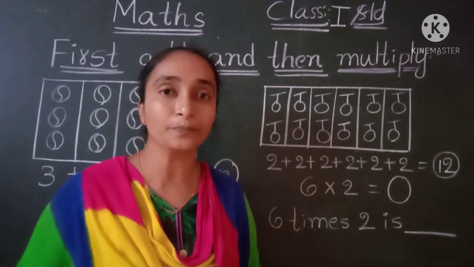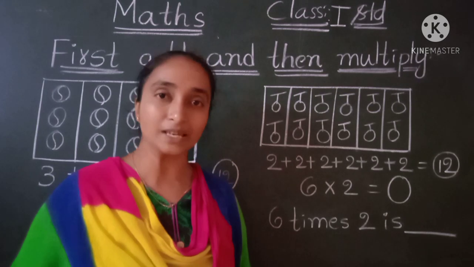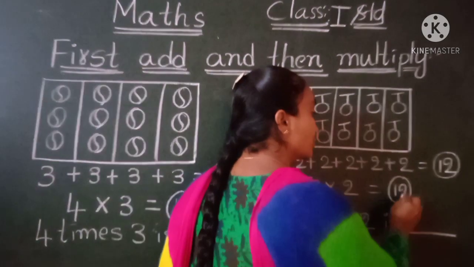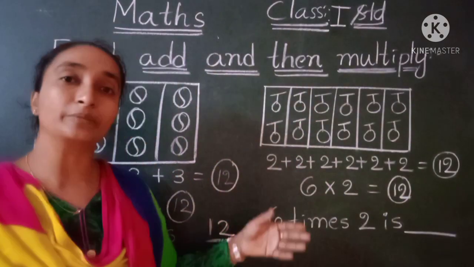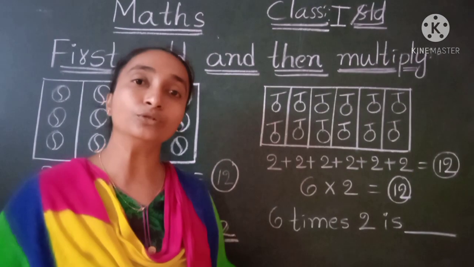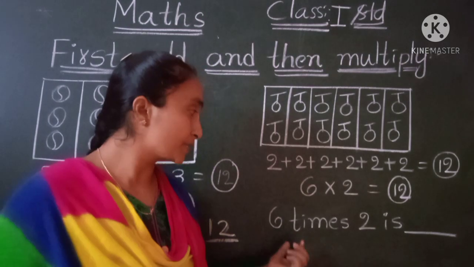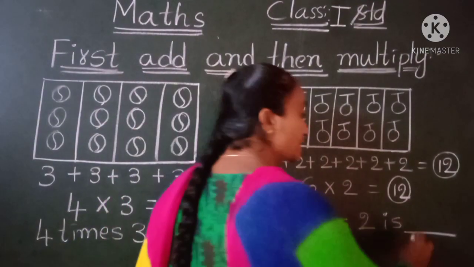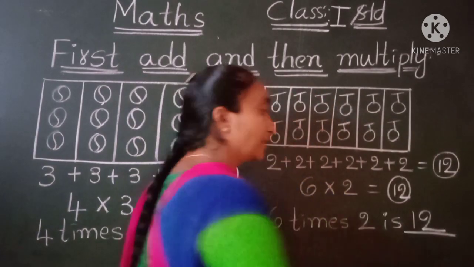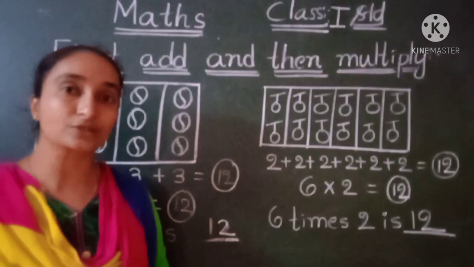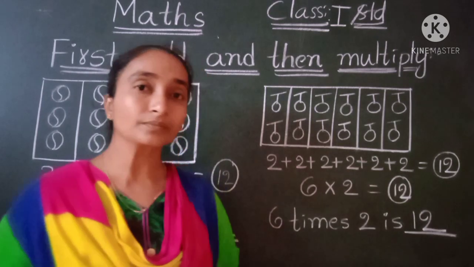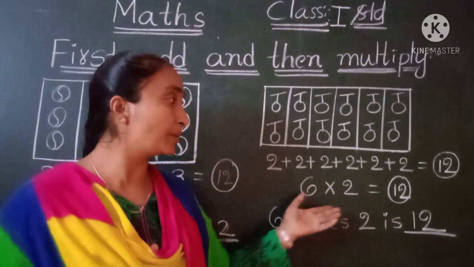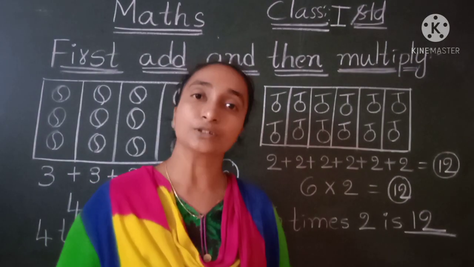6 twos are 12. The answer is the same. 6 twos are also 12. So here we can write, children, 6 twos are 12. That means we are writing the 2 for 6 times. 6 times 2 is 12. So here also the same answer, 12. Finally the answer is 12. With repeated addition we get the same answer 12, and with multiplication we also get the same answer 12.